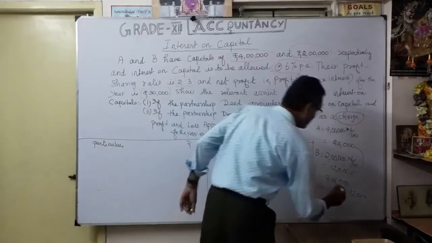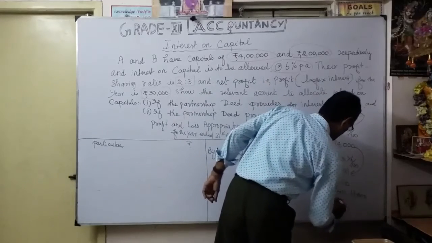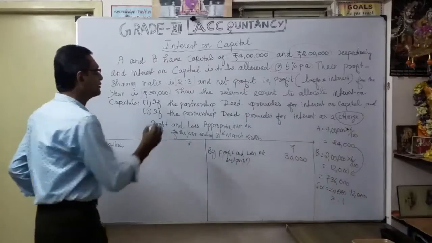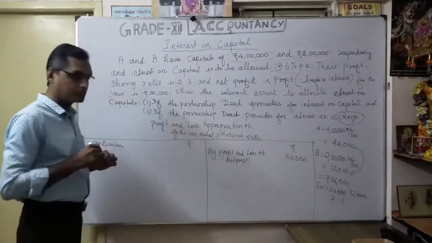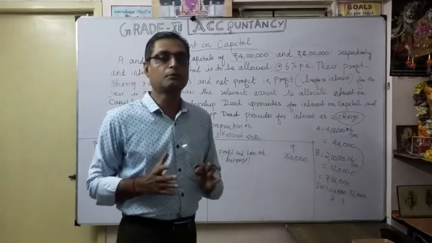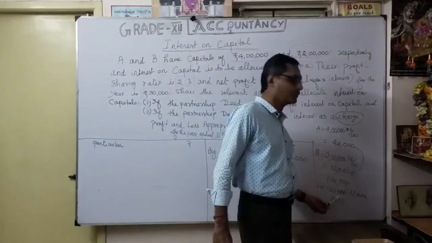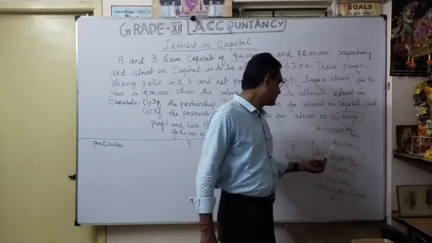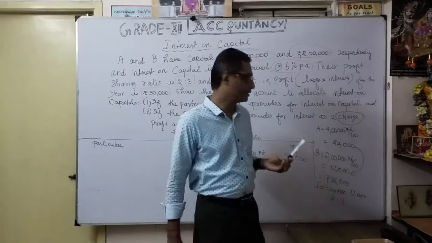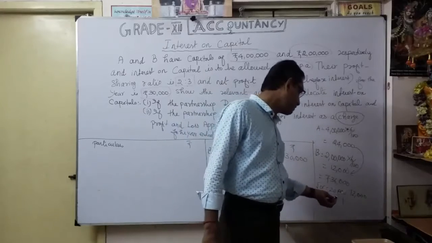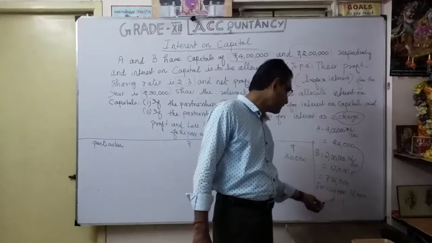On simplification, it is 2 is to 1. Not the profit sharing ratio. You may become confused, but you are going to distribute interest on capital according to the interest on capital ratio. A has to get 24,000, B 12,000. So naturally the ratio is 24,000 is to 12,000, simplified 2 is to 1.